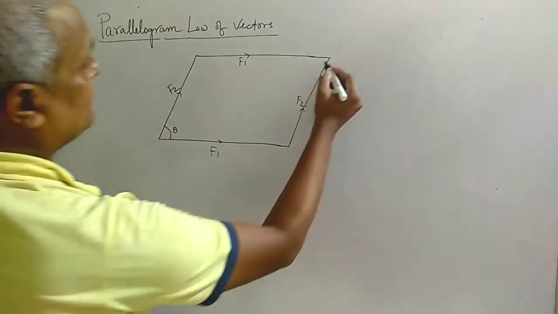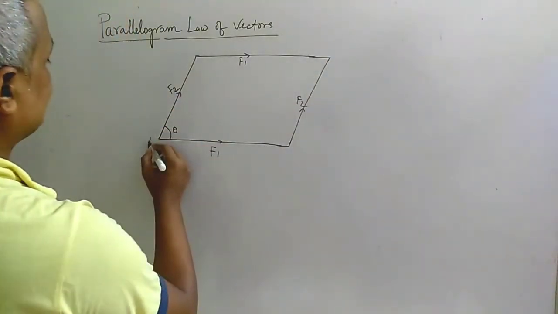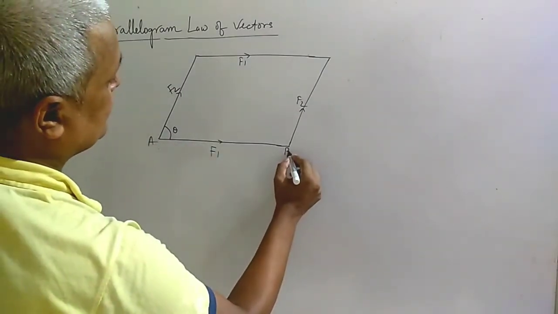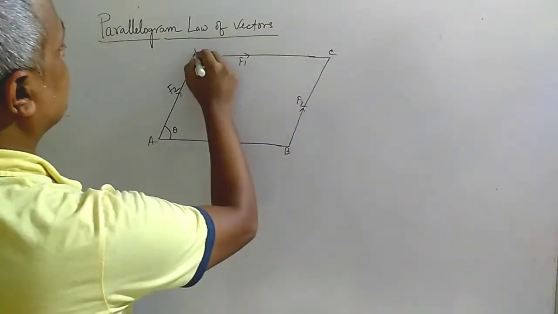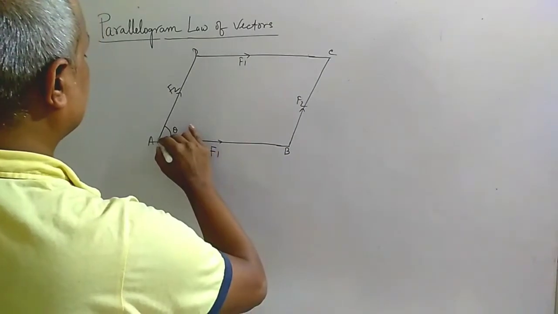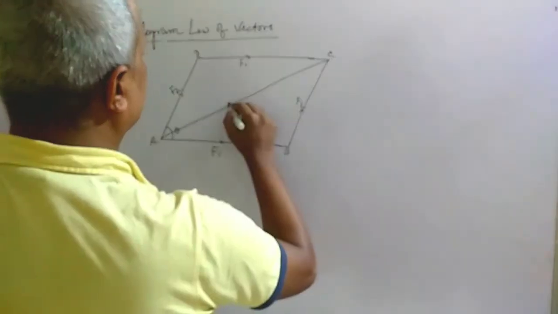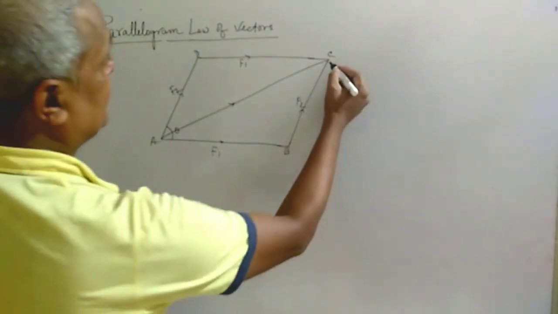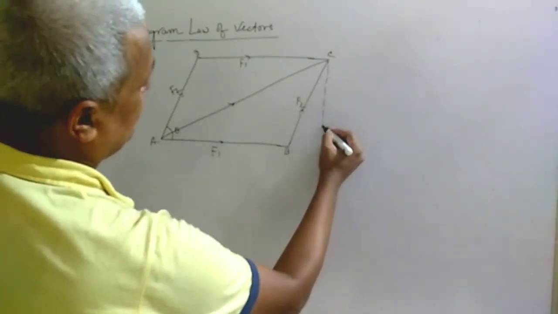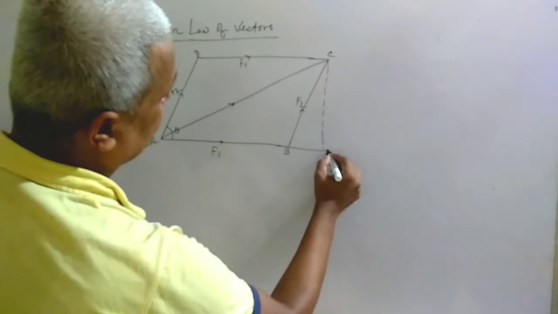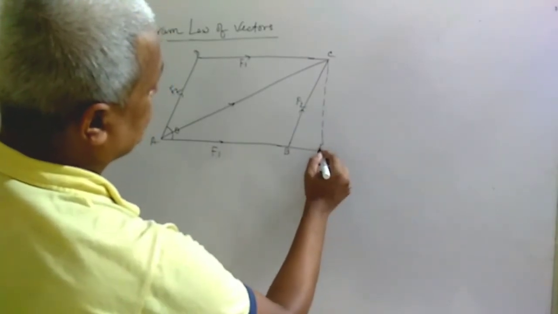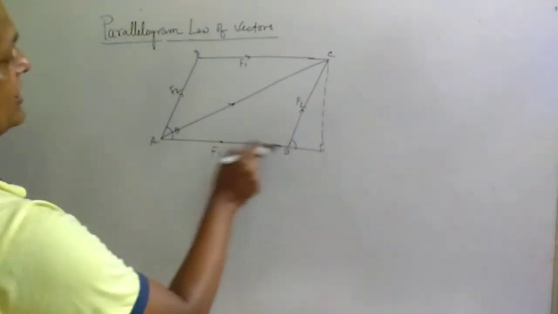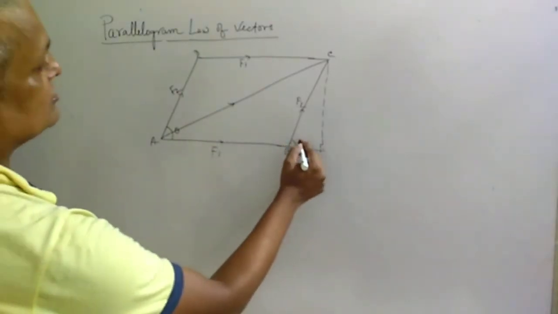Now I have to drop one perpendicular. Suppose I name the vertices A, B, C, D, and the resultant will be something like this, in between these two, along the diagonal. Experimentally it has been proved. So I just drop one perpendicular from here, and this is 90 degrees. These two angles are corresponding angles, so this is also theta.